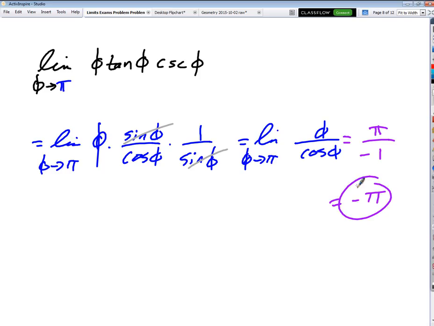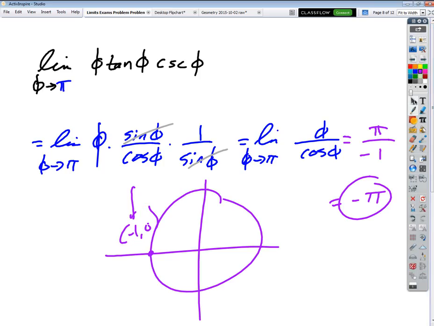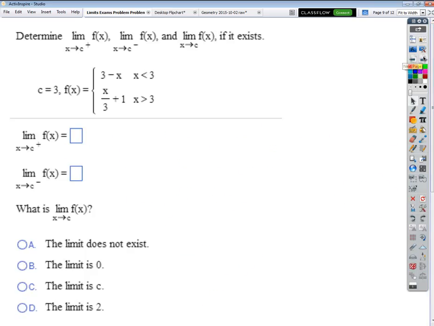So we look at our chart and we look at what cosine is at pi. It's right there on our little pi thingy. Negative 1. Okay. Make sense? All right, moving on.